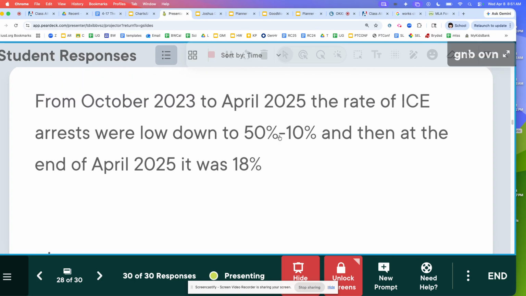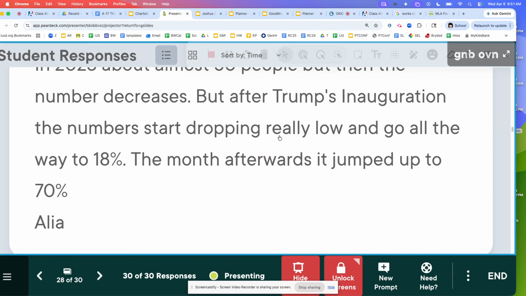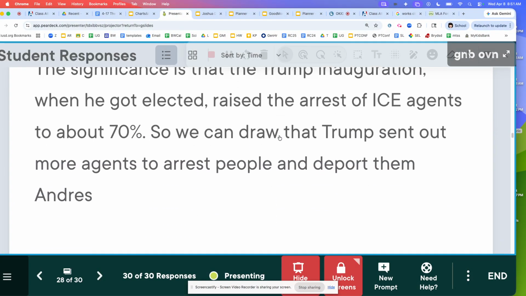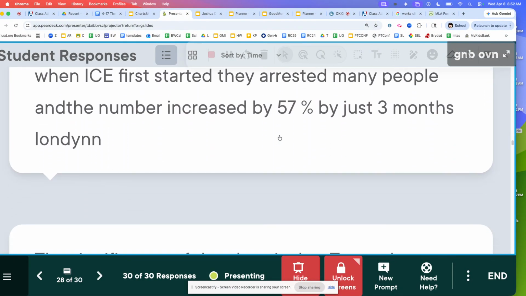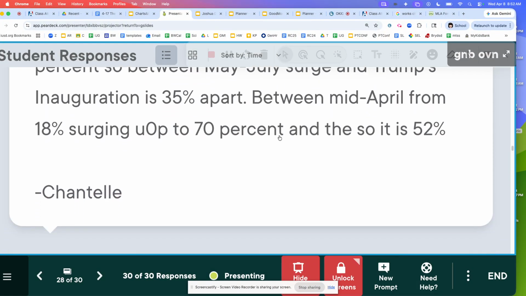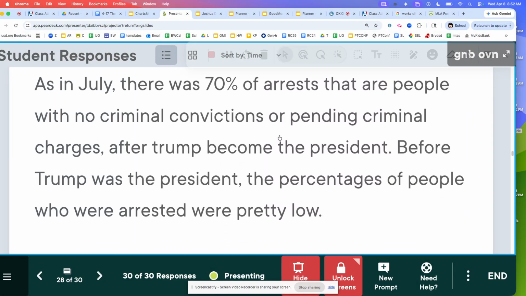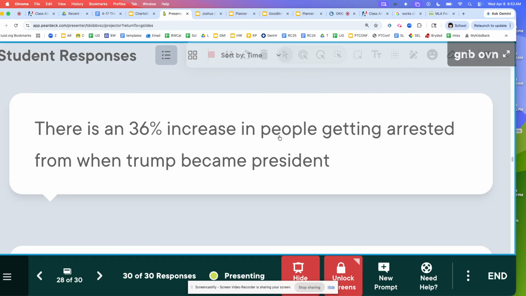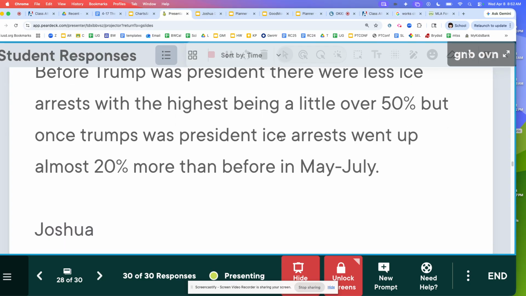Jackson, yours is still an observation. You have to go a little bit more, okay? You have a start there. Alia, come up. Jumped up by 70%. Andres? Significance. London, good? Chantel? Percentages. This is a claim, and no name on this one. There's a claim. You have to do a little bit more significance. This one has no name. I told you guys to put your name.